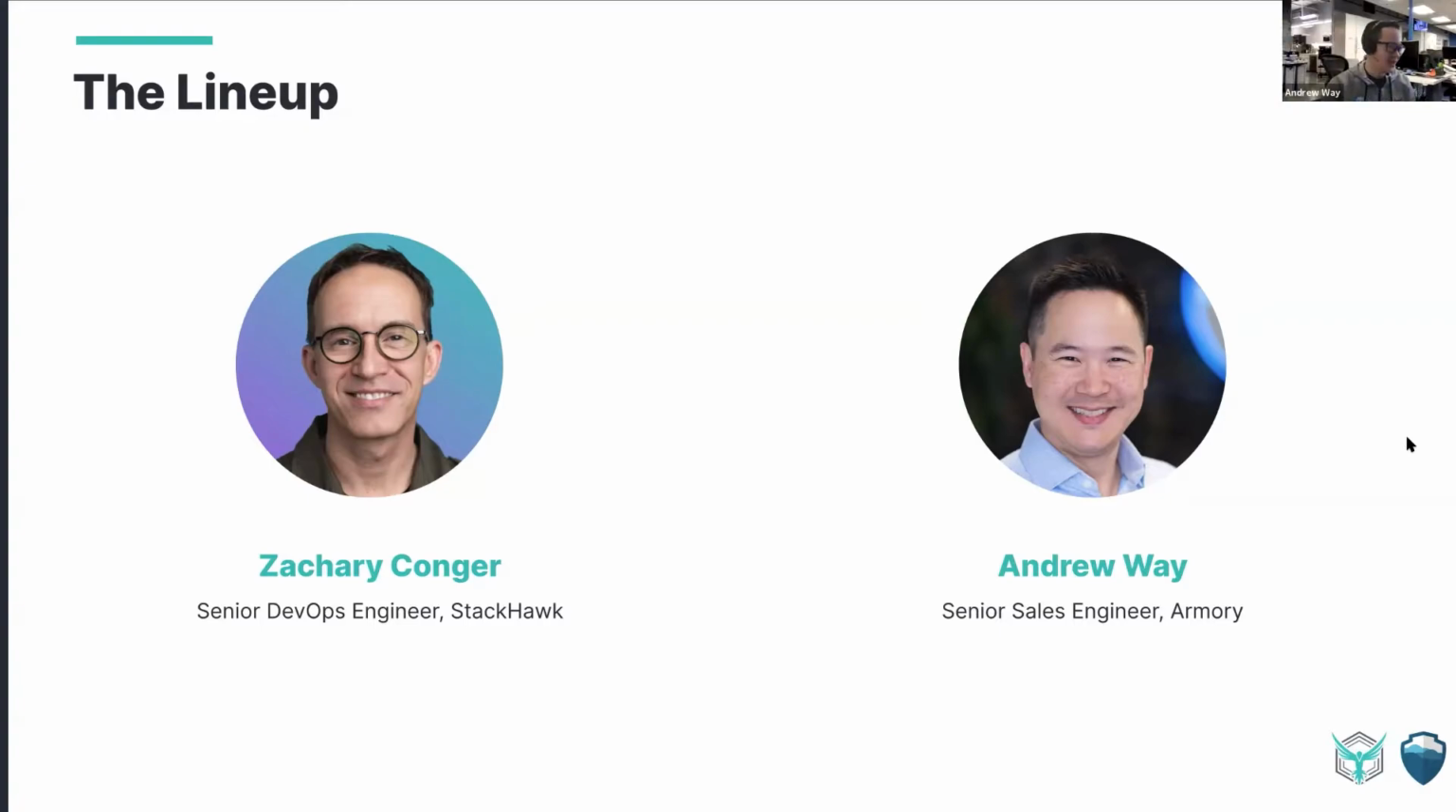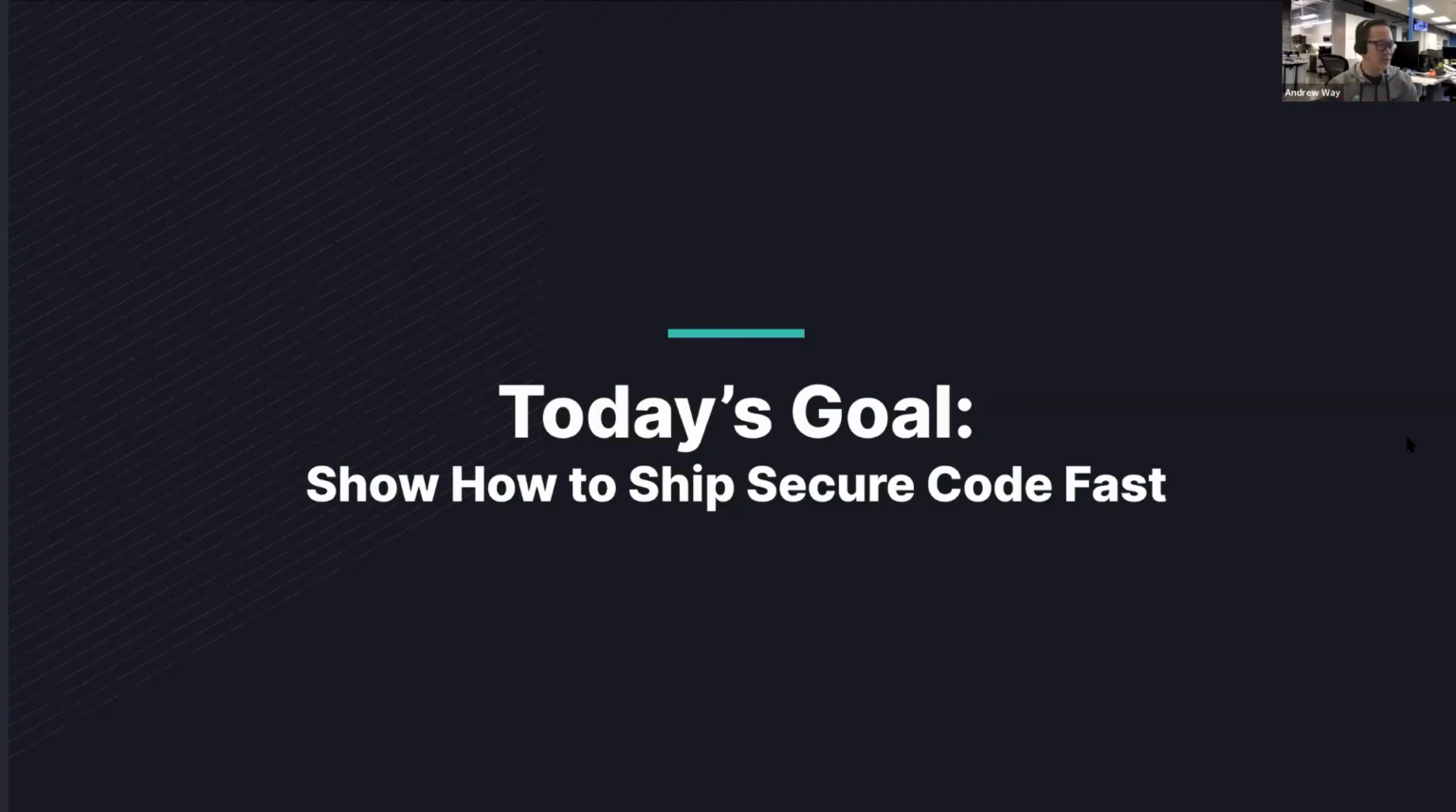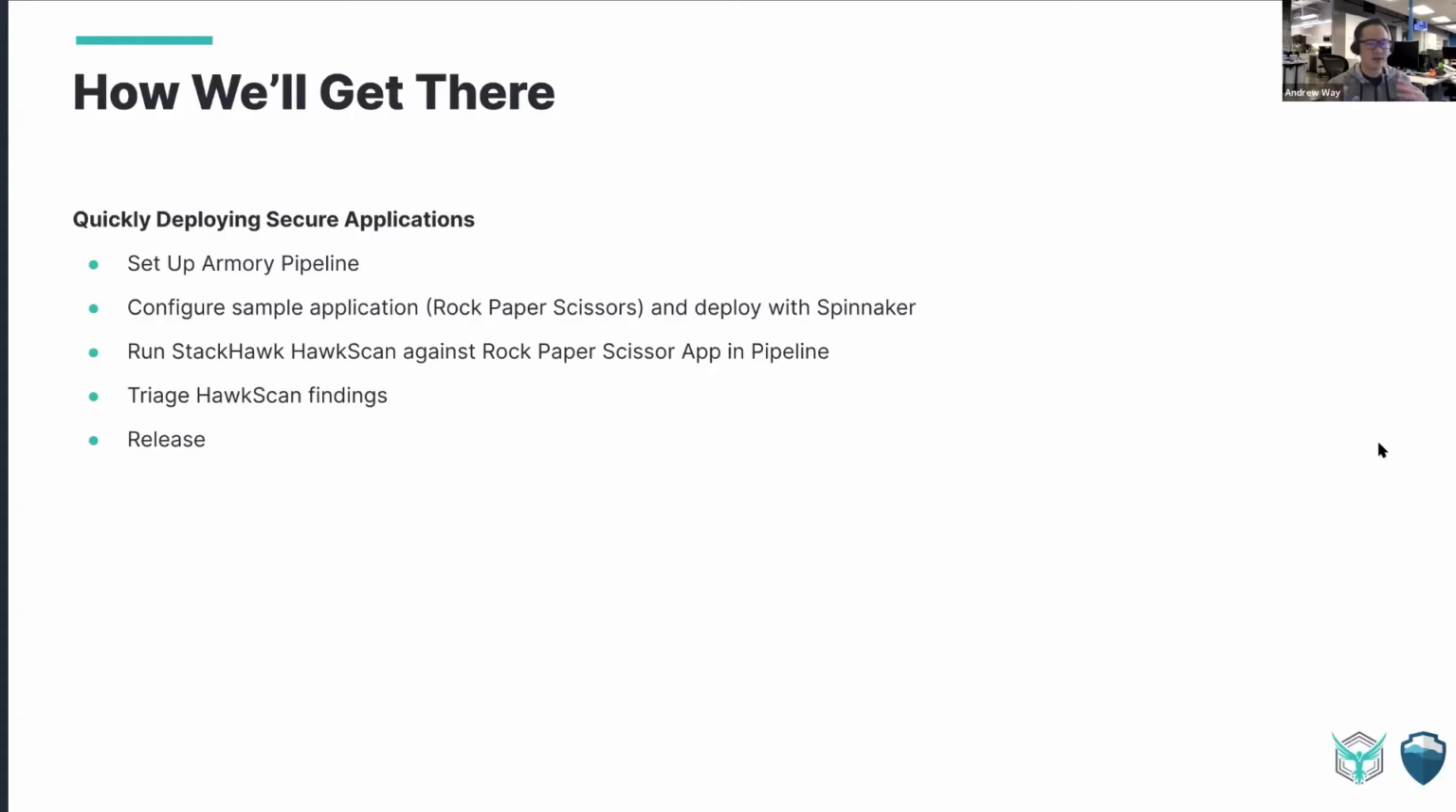Thank you, Rebecca. So today's goal is to show how to ship secure code faster. Essentially, we're going to be integrating application security scanning from StackHawk with a Spinnaker pipeline. So let's first walk you through what we're going to talk about today. We're going to set up an Armory pipeline that deploys a rock, paper, scissors app, and we're going to run a StackHawk HawkScan against that app. And then we're going to show you a little bit more detail about Spinnaker as well as StackHawk, and then we'll have room for questions.